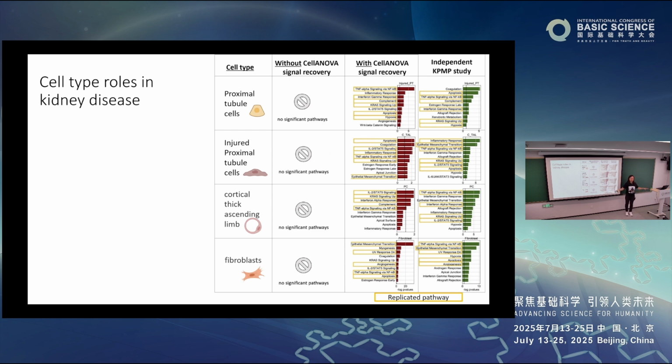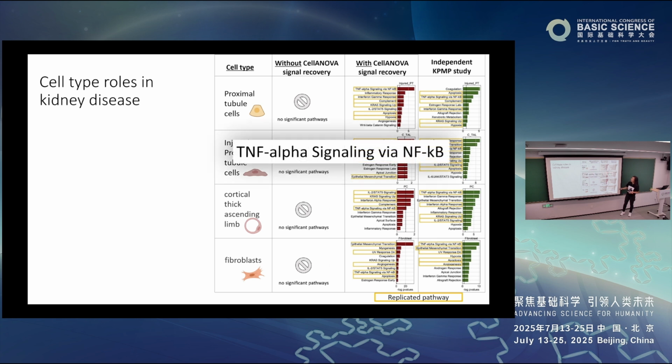So there were two groups that were doing kidney disease atlases, and they were using completely different samples, completely different labs. This was another independent study, so we applied our method to both, and we found the same pathways. The yellow highlights are the shared pathways.